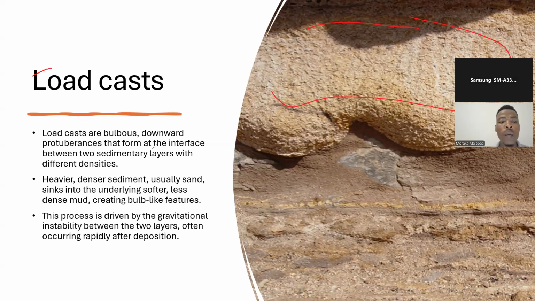So load casts are bulbous downward protuberances that form at the interface between two sedimentary layers with different density. The top one will be heavy, the bottom one will be less heavy. Heavier, denser sediment usually sinks into the underlying softer, less dense muds, creating bulb-like features. That's why I'm saying they form in the same way as the flames, just that flame structures, that protrusion, will be in the form of a wave, flame-like. But this one will be in the form of a bulb.